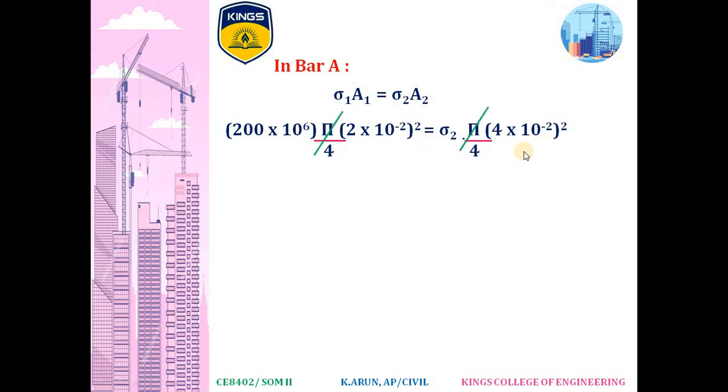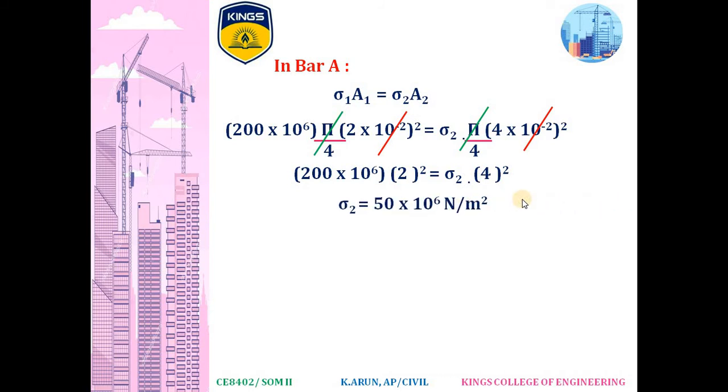So I am simplifying, cancelling the pi by 4 which is on both sides and then 10 power minus 2. So the balance terms will be 200 into 10 power 6 which will be multiplied by 2 square, and sigma 2 into 4 square. On solving this I am getting sigma 2 equal to 50 into 10 power 6 Newton per meter square. So 10 power 6 we can write as mega, therefore sigma 2 will be equal to 50 meganewton per meter square.